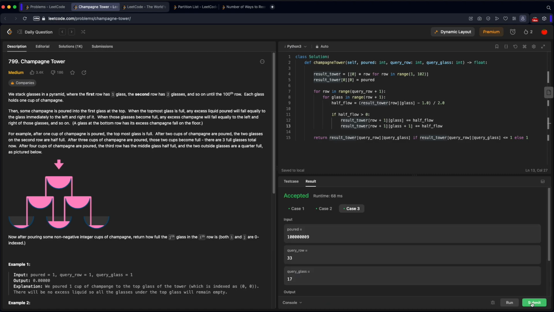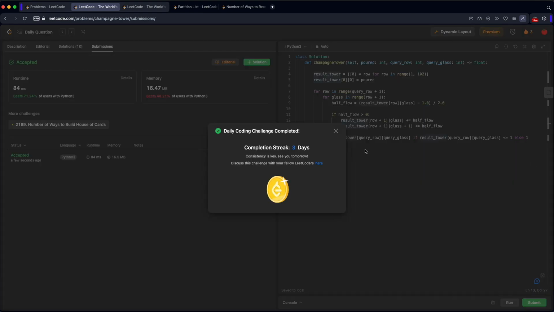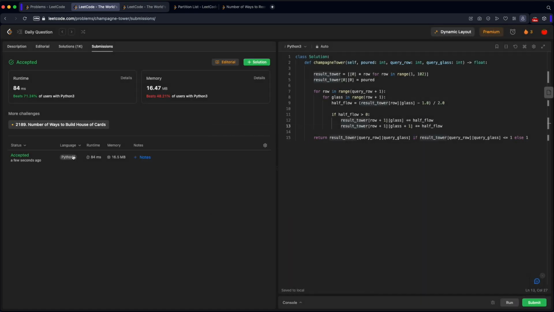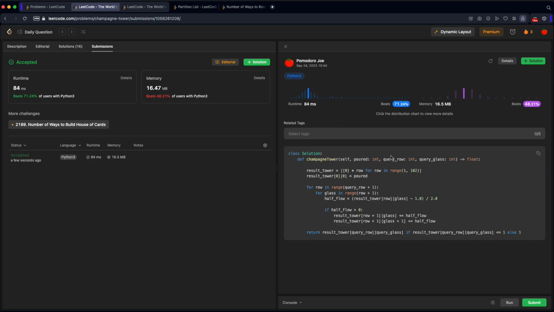Okay, that seems to work. Let's see if we can pass. All right, and we do pass, and we actually do okay. 71% for runtime, 48% for memory.